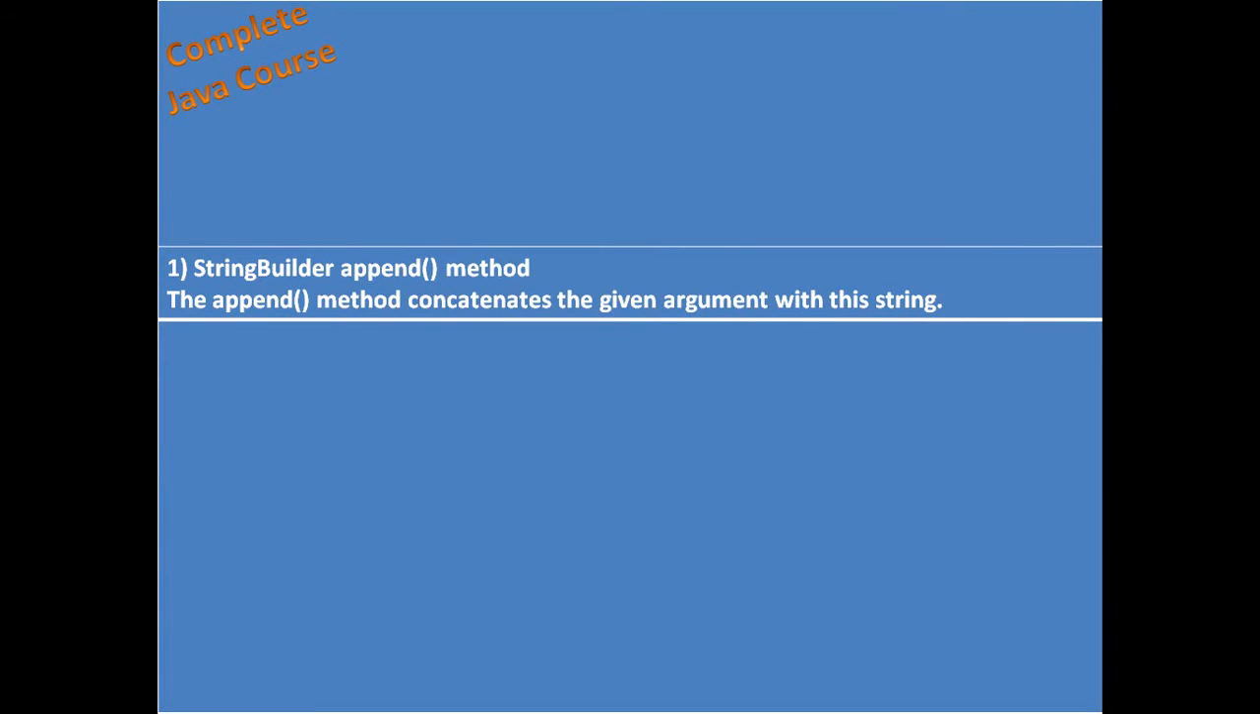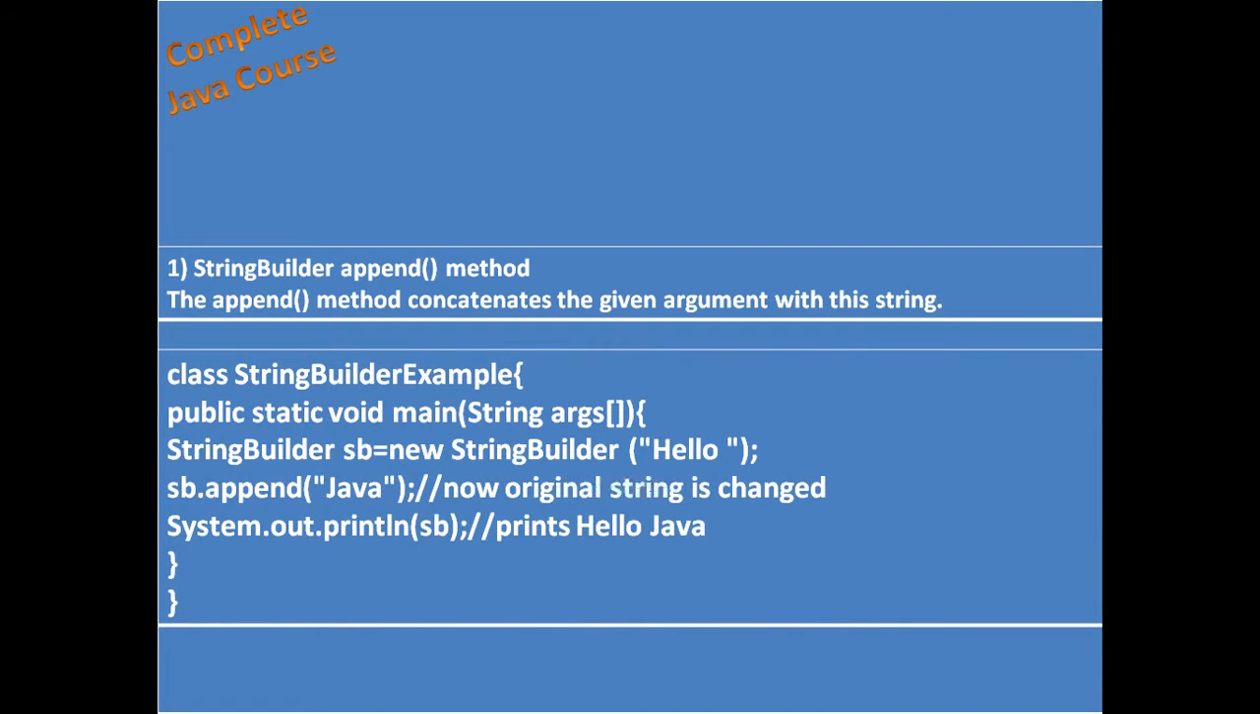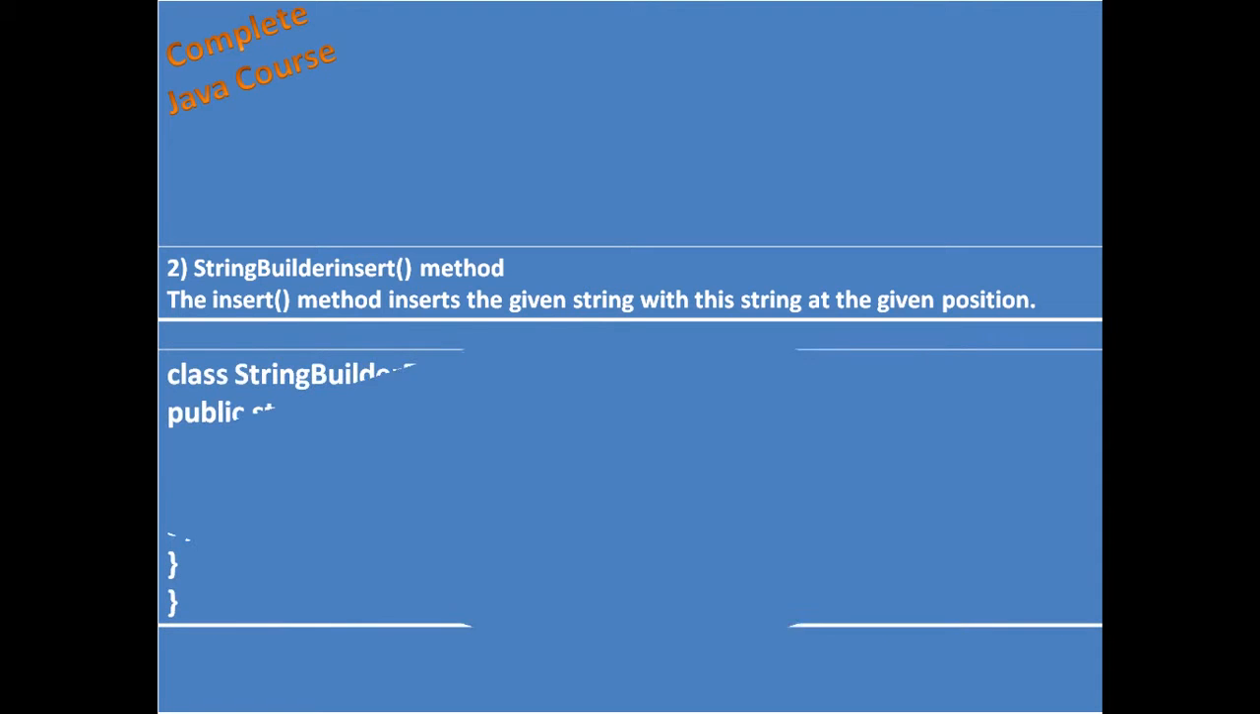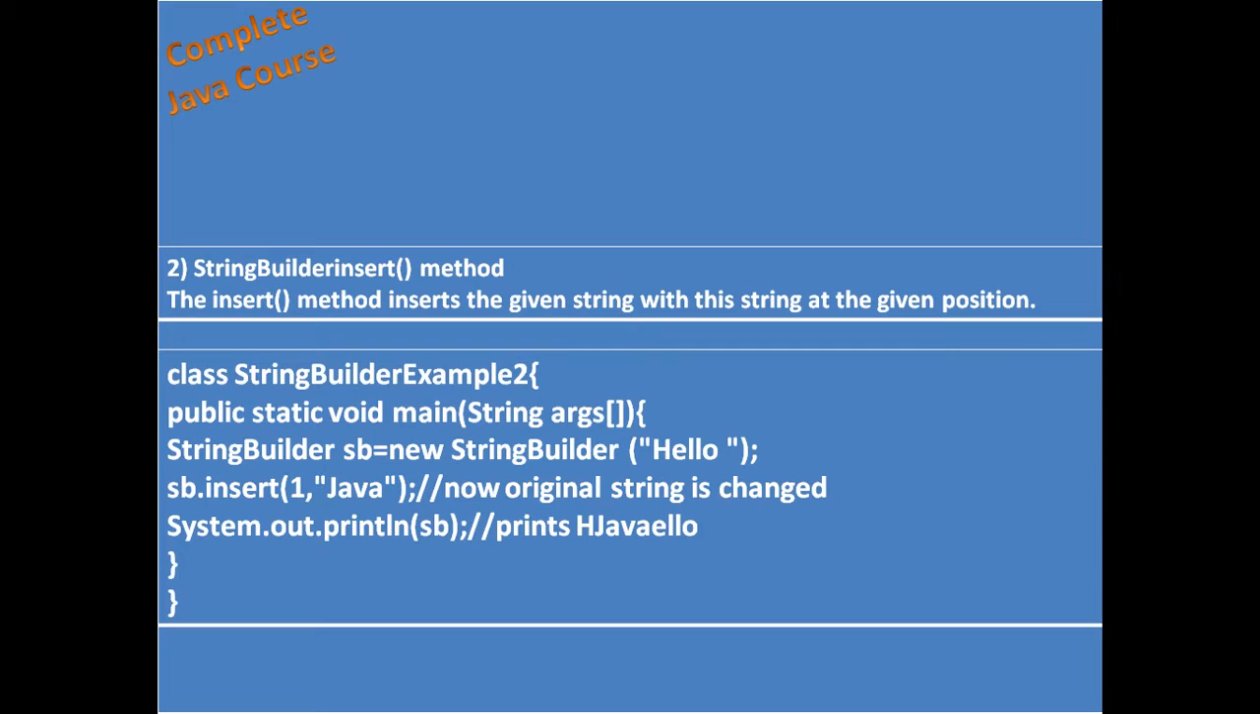Number one is the StringBuilder append method. The StringBuilder append method is the same as the StringBuffer append method. It just appends the string. Here is the example for the append method. Second is the StringBuilder insert method. The insert method inserts the given string at the given position. Here is the example. We have already discussed this in the StringBuffer class. It works the same as the StringBuffer class.